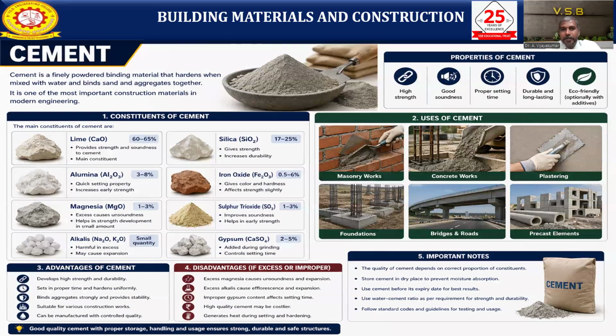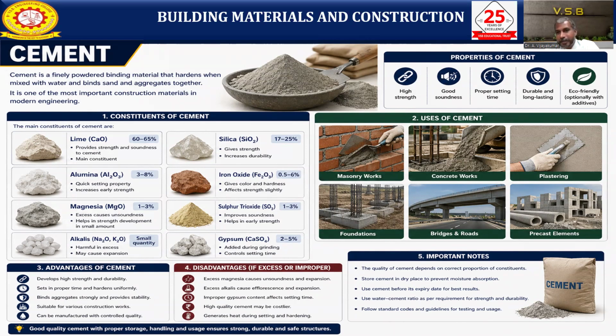So the next building material is cement. Cement, we know, is a fine powder and a binding material. Before cement, we used lime. Now we are using cement, which hardens when mixed with water. It binds with the sand as well as the aggregate. When we put them together, we get very good results. It is one of the most important construction materials in modern engineering.